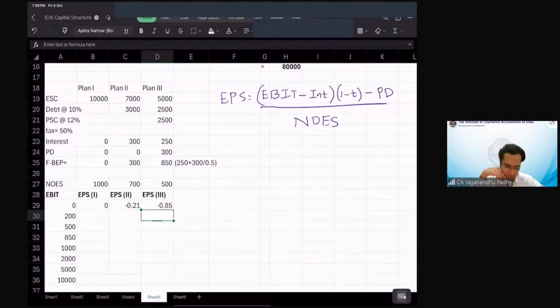Same question, sir. That 300 minus 300 by 700, I thought, sir. Minus 300 by 700. Yes, sir. That tax will not be there now for 300. Tax, we are assuming there are other businesses from where you can claim the tax benefit. You can set off the losses against the other businesses.